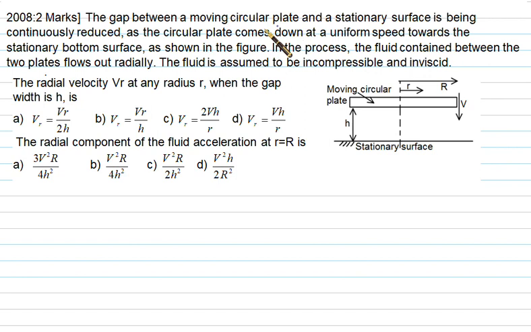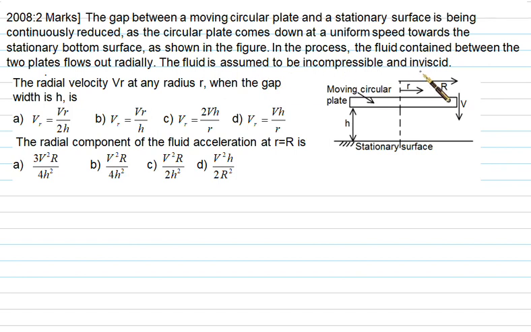The gap between a moving circular plate and a stationary surface is being continuously reduced as the circular plate comes down at a uniform speed towards the bottom stationary surface, as shown in the figure. So this is a stationary surface and this one is a moving circular plate. It has a radius equal to R and axial velocity equal to V. The space between them is filled with a fluid of gap equal to h that will move radially outward. That is, we have radial flow.